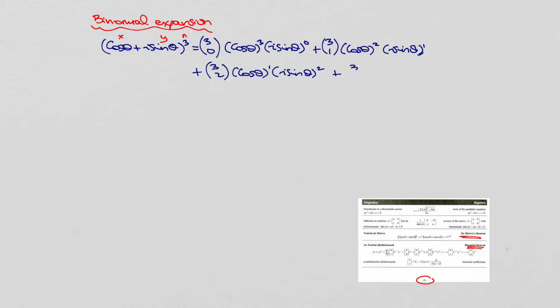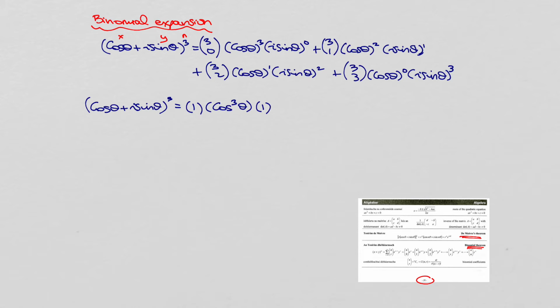And then the last term there, 3 choose 3, cos theta to the power of 0, i sine theta to the power of 3. So again, you can see each of those powers add to give you 3. So if we simplify that, that gives us (cos theta + i sine theta) cubed is equal to 3 choose 0, which is 1. Cos theta cubed is cos cubed theta. Anything to the power of 0 is 1.